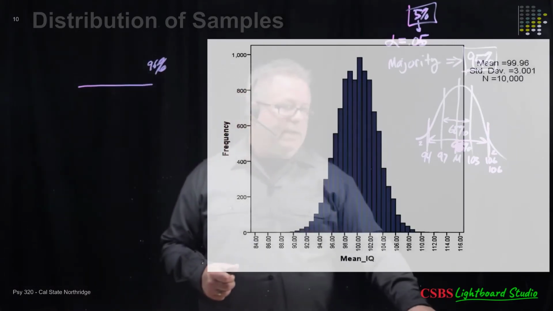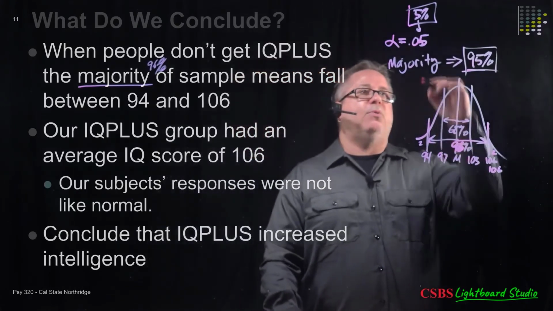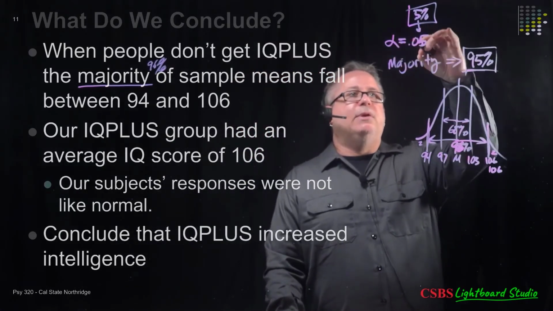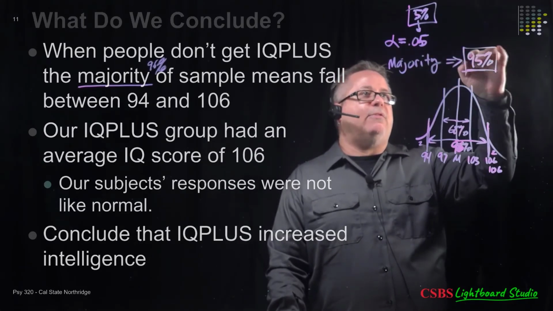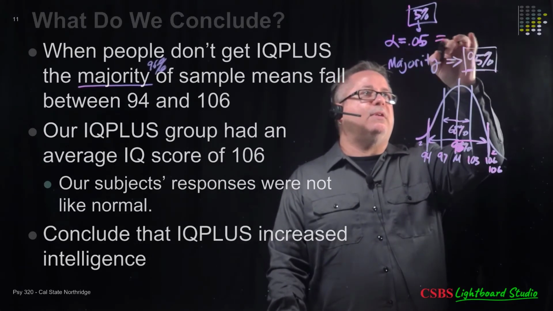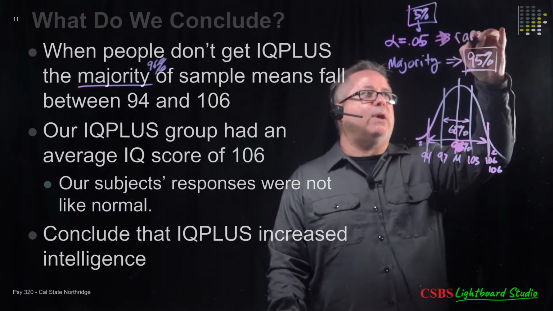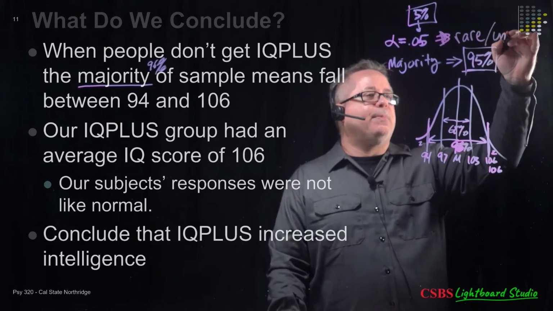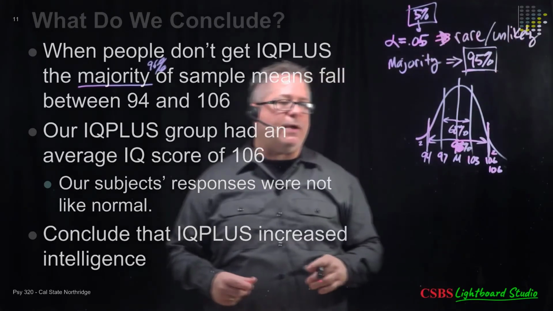So how do we define what is unlikely or unusual or rare? Well, forget what alpha is. We say that the majority of things are 95%, because the idea is that we're defining 5% as what is sort of rare or unlikely due to chance. So we define 5%.